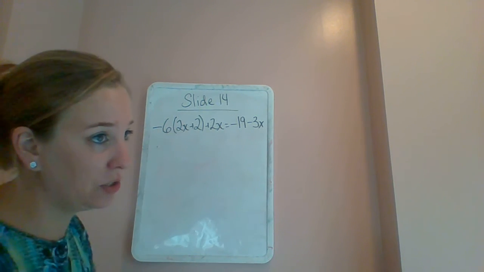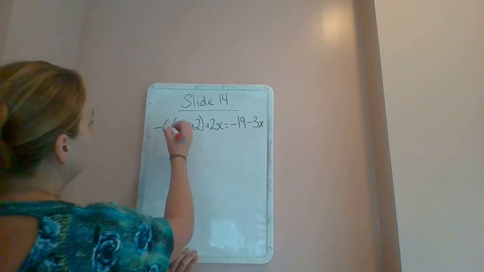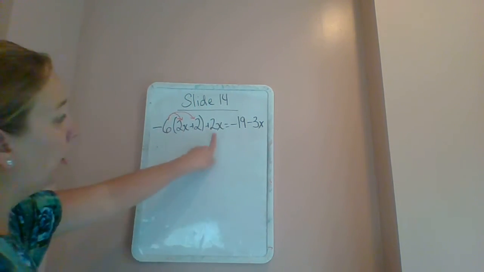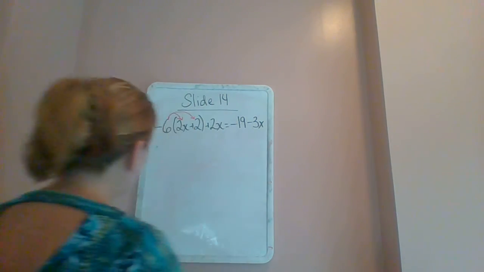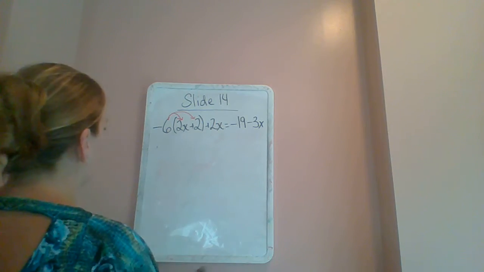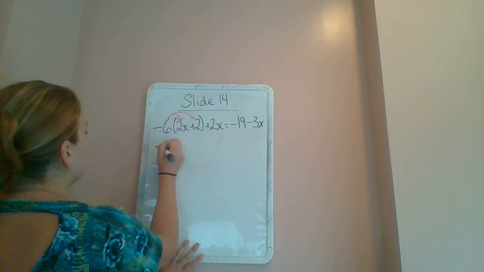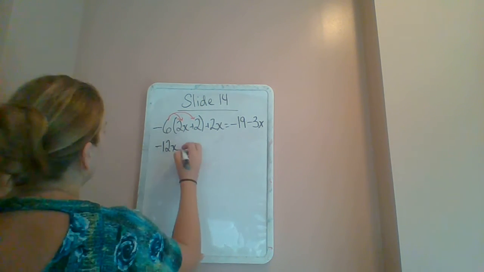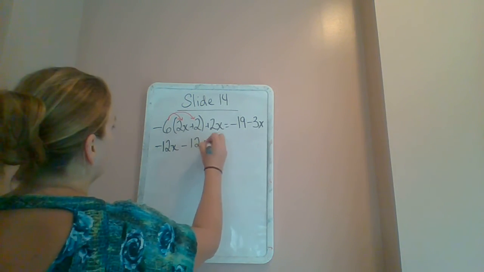I'm going to go with distribution today because I think most students are more comfortable with it. So this -6 needs to be distributed here and here, but not here because this is not inside the parentheses. So that's my first step. Let's get rid of those parentheses, right? PEMDAS. So -6 times 2x is -12x. -6 times a +2 is just -12. This guy's got to come down.